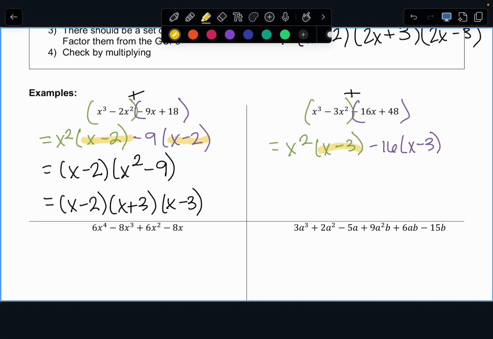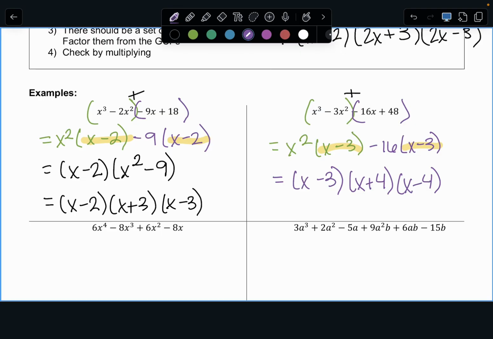My parentheses match, so that's good. I leave that as part of my answer. And then I would have x squared minus 16. That's a difference of squares. What can I break it up into? X plus 4, x minus 4. Perfect. Double check. I have 3 x's, and I need an exponent of 3, so I'm good.